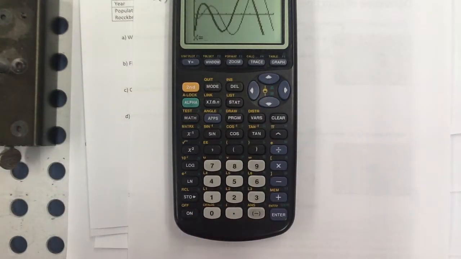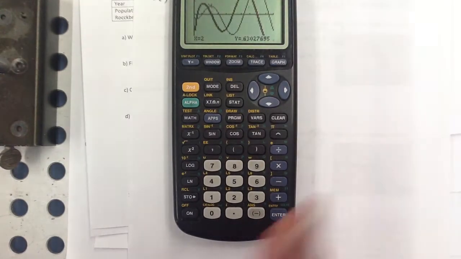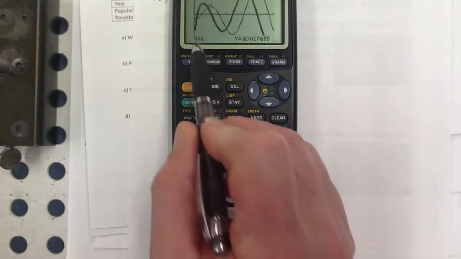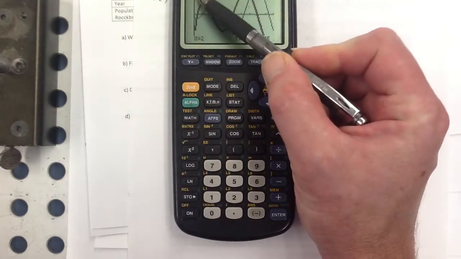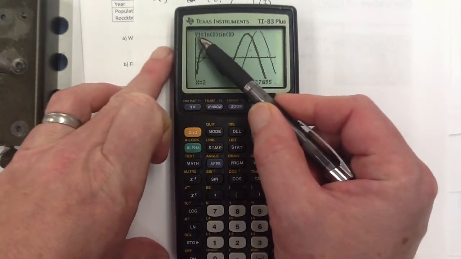I just need to find stuff. So here, at x equals 2, there's my y value. Now, if there's any doubt about which function it's doing, right here it tells me that it's plugging into the y1 function.